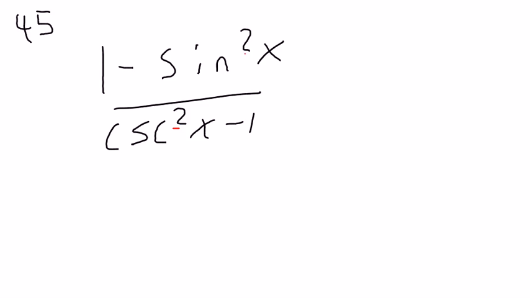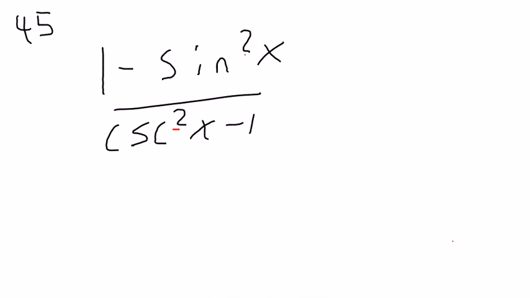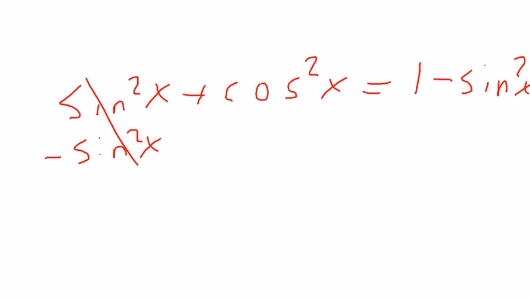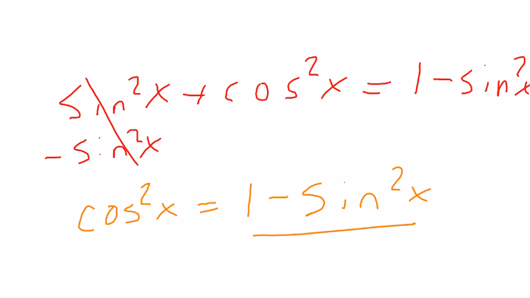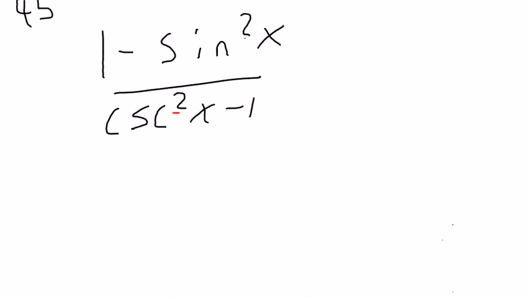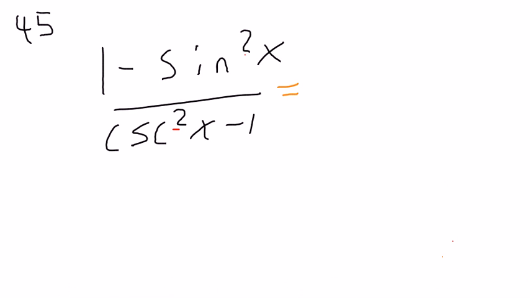Pythagorean identities, the one for 1 minus sine squared, I would use this: sine squared x plus cosine squared x equals 1. It's the first Pythagorean identity. So if I subtract sine squared from both sides, I'm left with cosine squared equals 1 minus sine squared. 1 minus sine squared is what we have in the problem, so we know 1 minus sine squared is cosine squared. So instead of 1 minus sine squared, I'm going to put cosine squared.